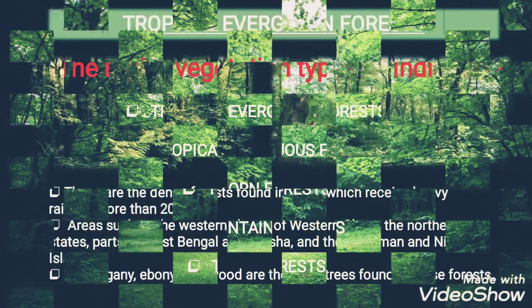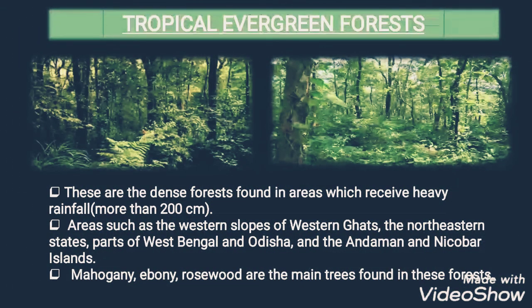First, we have tropical evergreen forests. Now we all know that tropical evergreen forests are dense forests found in areas which receive heavy rainfall, that is more than 200 centimeters. In India, areas such as the western slopes of the Western Ghats, the northeastern states, parts of West Bengal and Orissa, and the Andaman and Nicobar Islands are where these tropical evergreen forests are found. Now which are the important trees found here? Those are mahogany, ebony, rosewood. So these are the main trees, and what are the features of these tropical evergreen forests?